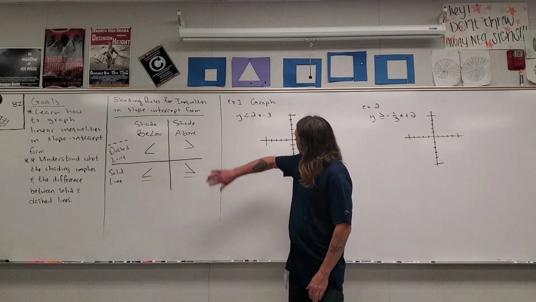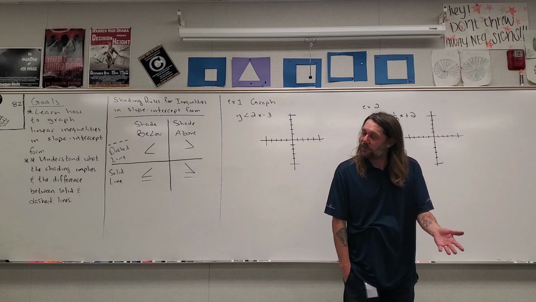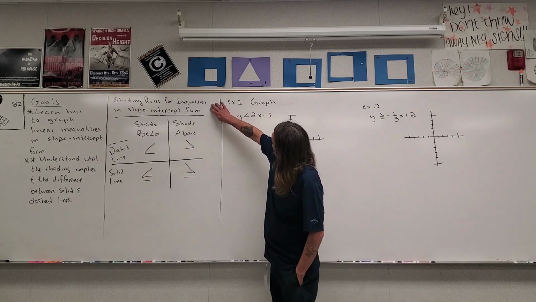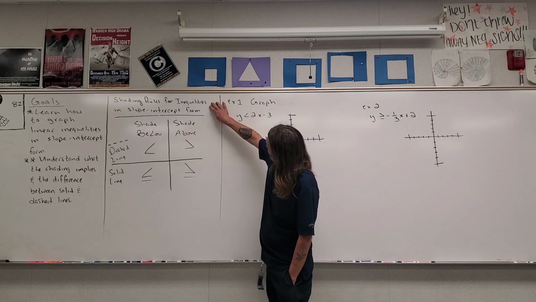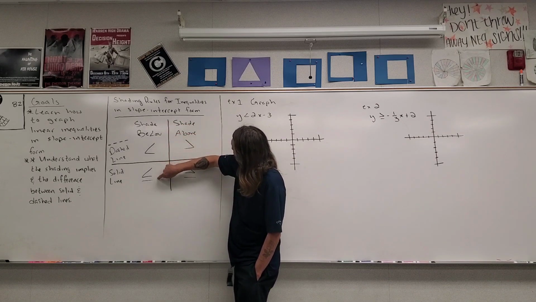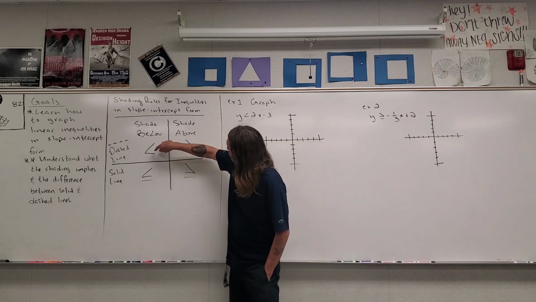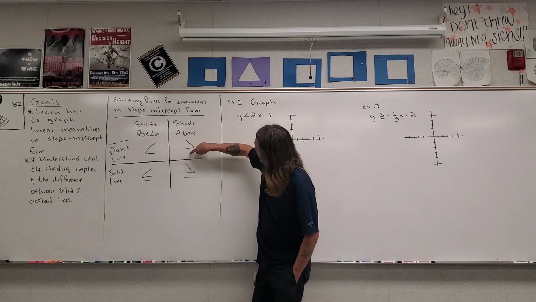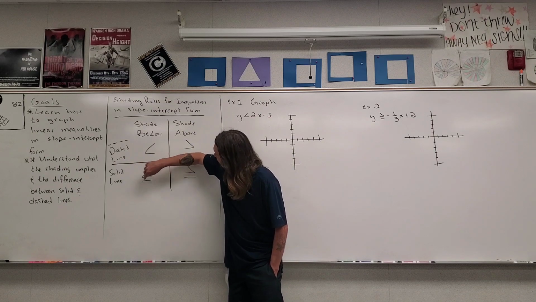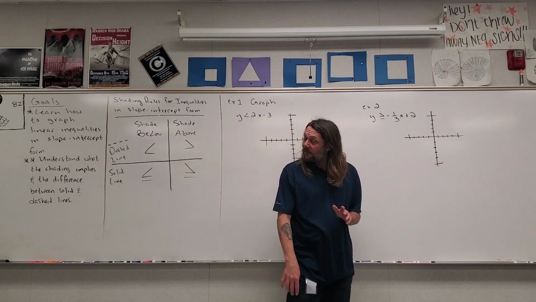Now, I have on the board a table. I would like you to add that to your cheat sheet so you have the rules in front of you. Shading rules for inequalities in slope-intercept form. I'm going to shade below if I have this symbol or this symbol. I'm going to shade above if I have this symbol or this symbol. My line is going to be dashed if I have this symbol or that symbol. My line will be solid if I have this symbol or that symbol. So we need to know what we have in order to graph.